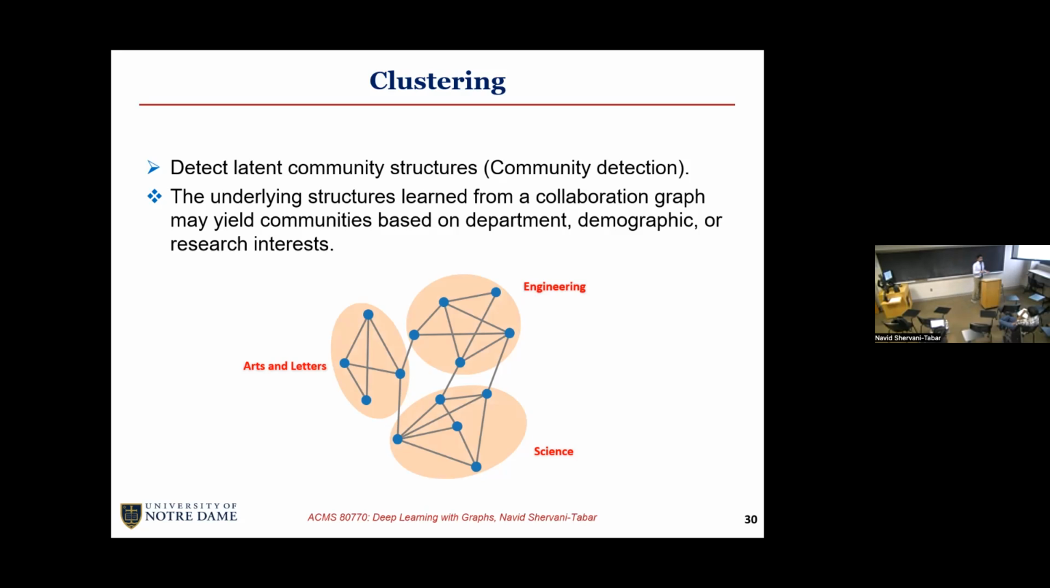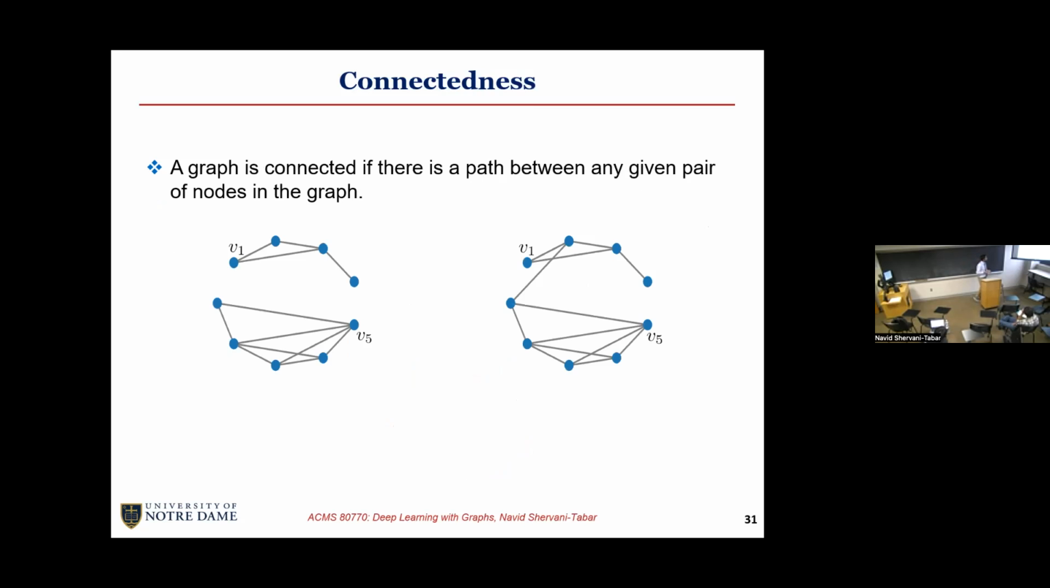But that's not the only type of clustering that is possible. You have different clustering algorithms. People collaborate based on many things. For example, people of the same age, same demography, same field, not necessarily from the same department, also collaborate with each other. So based on the method that you have, it can learn any type of clusters and any type of latent information from that graph.